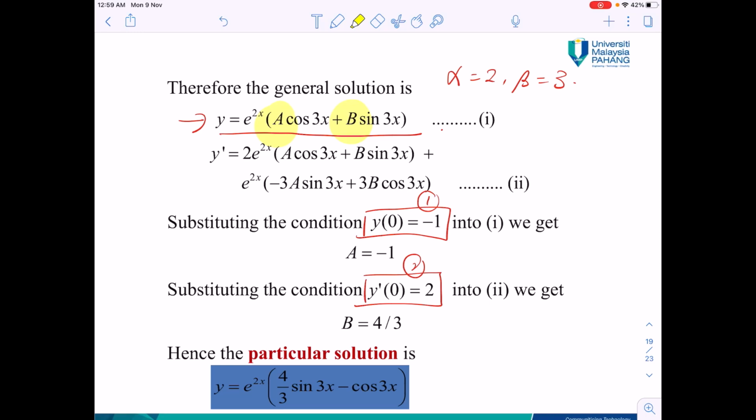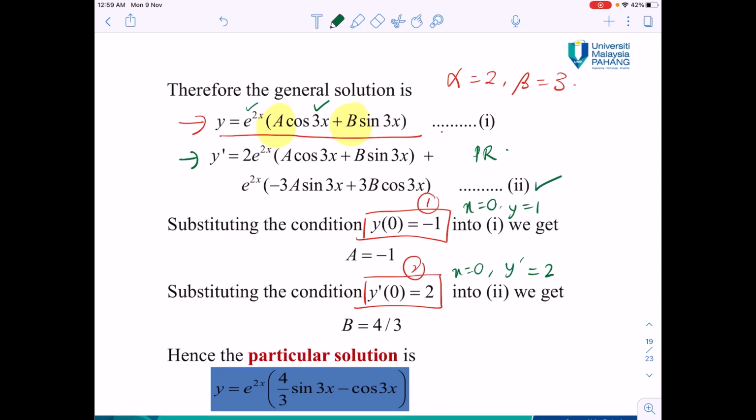For the first one, you just have to substitute x equals to 0 and y equals to 1. And then the second one, x equals to 0, but y prime equals to 2, meaning you have to differentiate y to have y prime. Luckily, over here you need to use the product rule, because we have the exponential multiplied with a cosine 3x plus b sine 3x. So equation number 2 over here is the y prime.